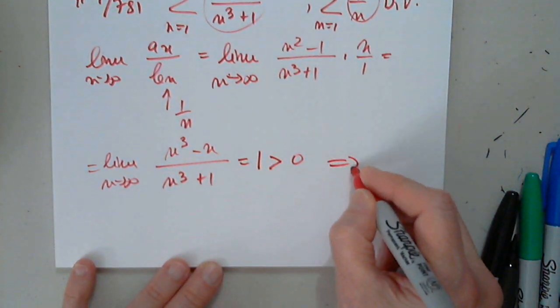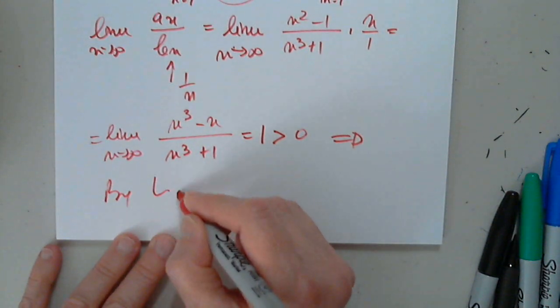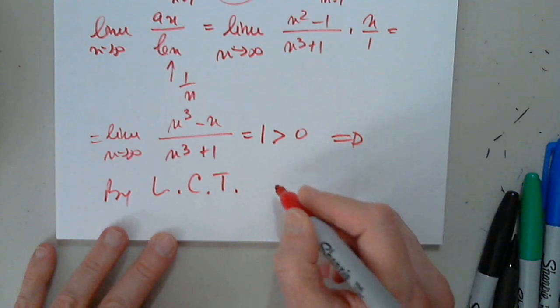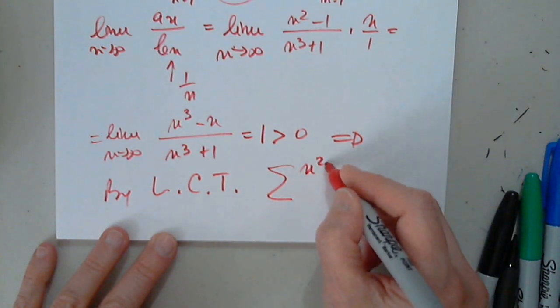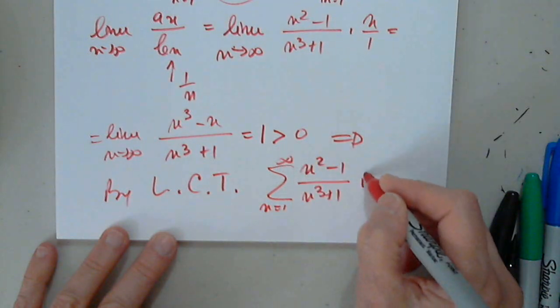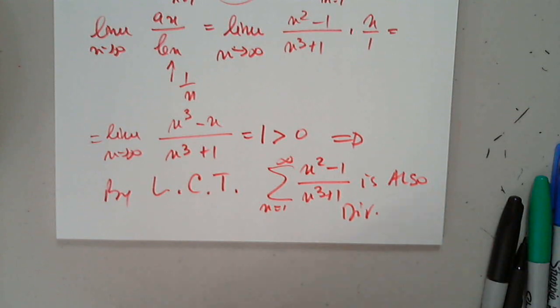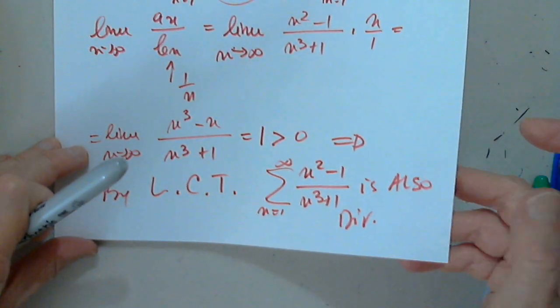Okay, so therefore, by the limit comparison test, n squared minus 1 over n cubed plus 1 is also divergent. Good. Let's look at a few more.